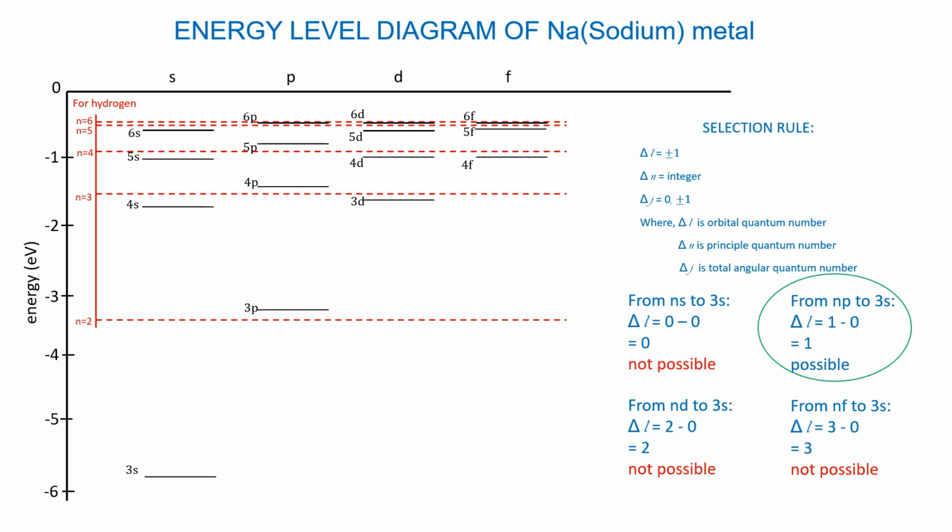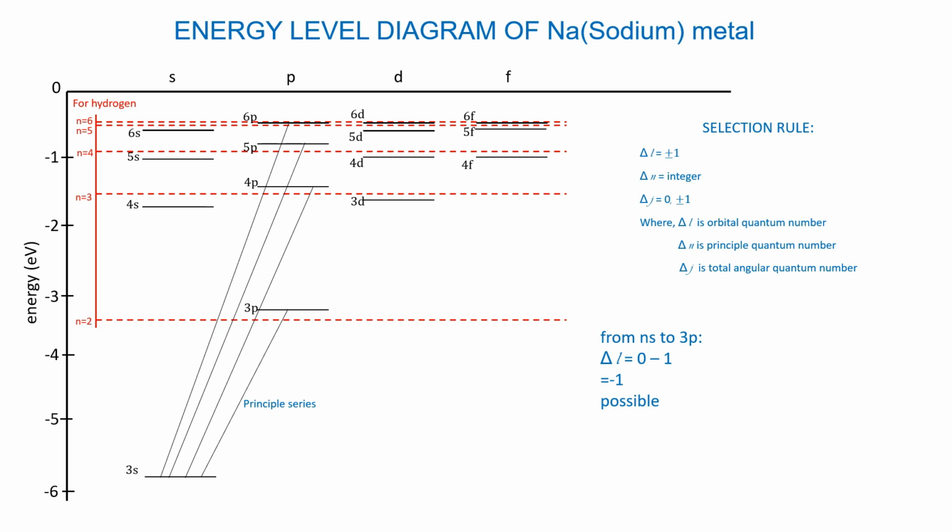Therefore we will draw a line from 3p, 4p, 5p and 6p to 3s respectively, and this series of spectra is called the principal series. You have to remember that. And now we will check for the transition of electrons towards 3p. First we will check from ns to 3p.